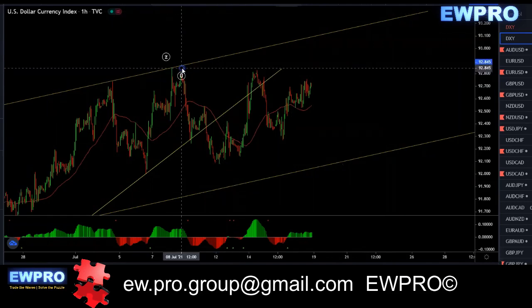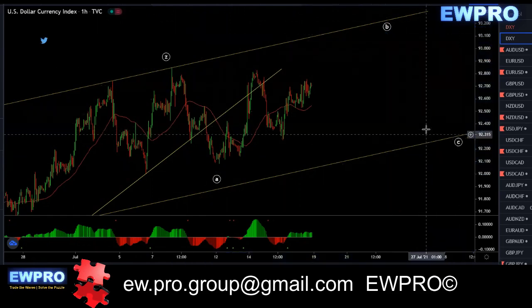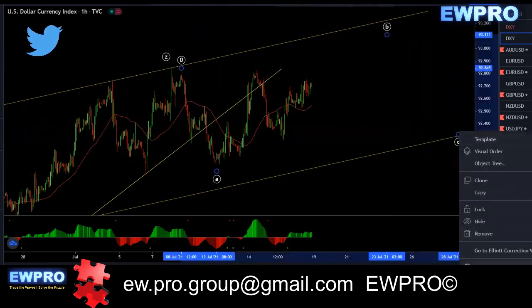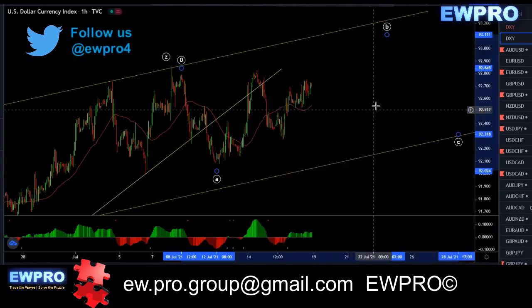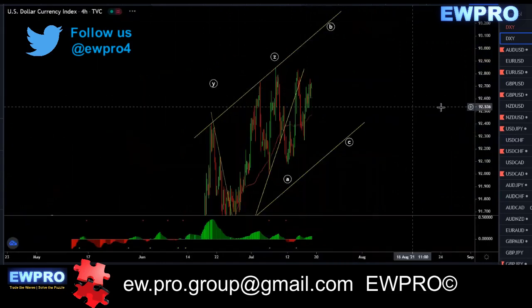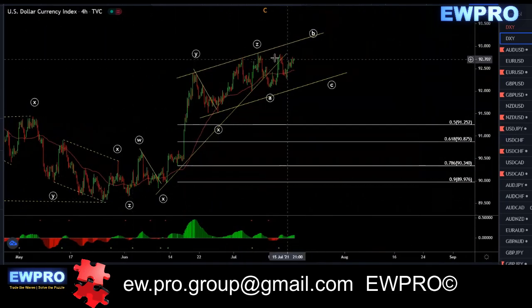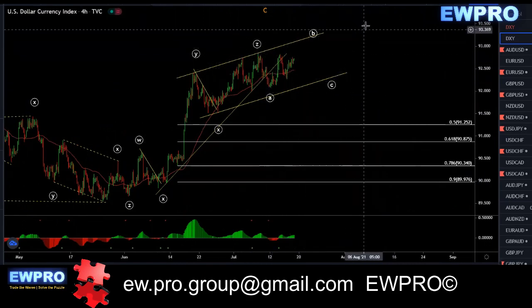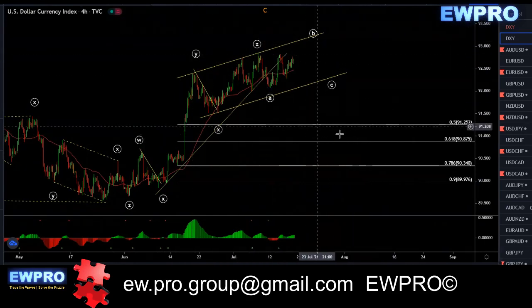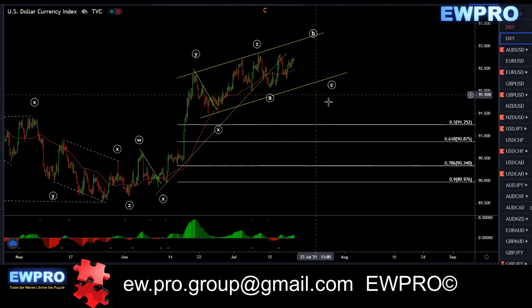If I just put some counts on here. So that'll be the H4 count. Looking for that larger correction after the 5, A, B, C. Then it may continue up in this channel or fall through this channel and go down to this 50 fib retracement like we'd like to see after the 5 up.